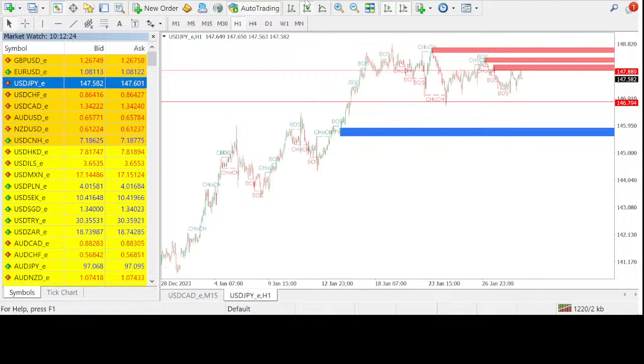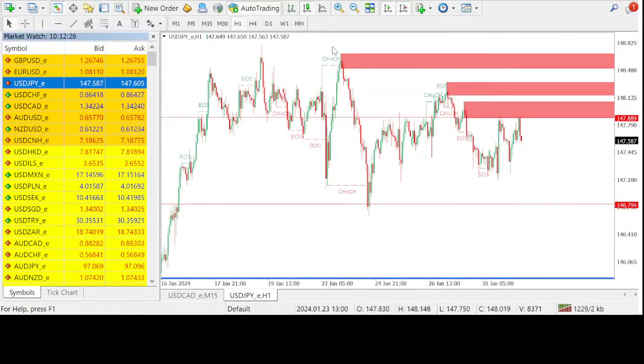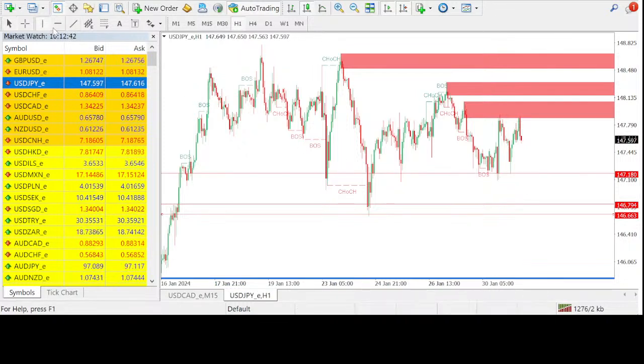With the USD JPY so far, we have a very good resistance. We have a very good resistance. We have a very good resistance. And we have a very good support level here. And we have another support level here. So as it is right now, this is a very good support. We have a support. This is a very good resistance zone.